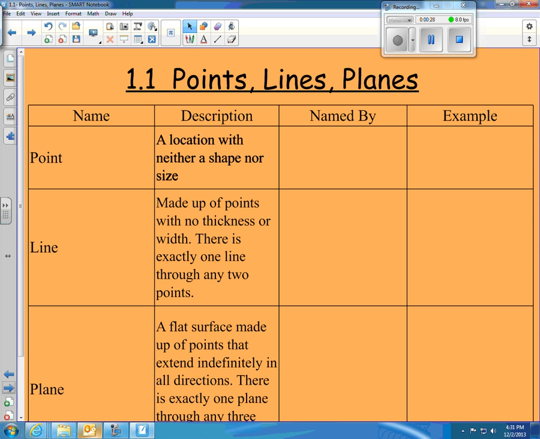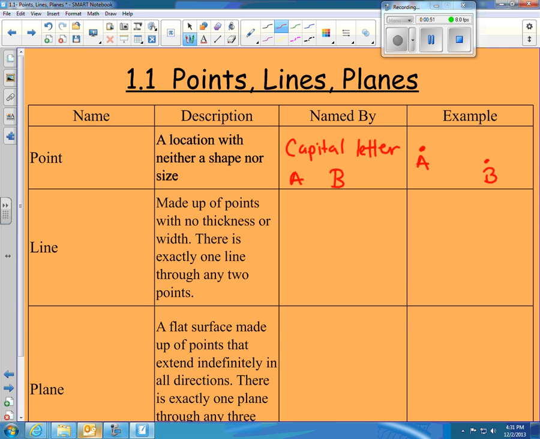A point is a location with neither a shape nor a size, and it is named by a capital letter. So in our example, we have point A and point B. These are just capital letters representing a point.